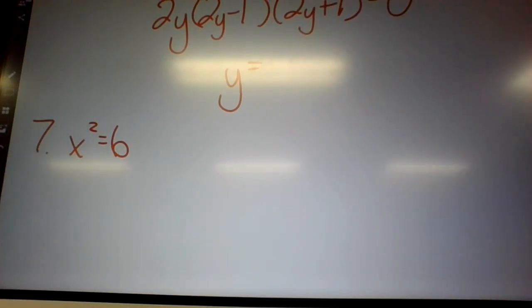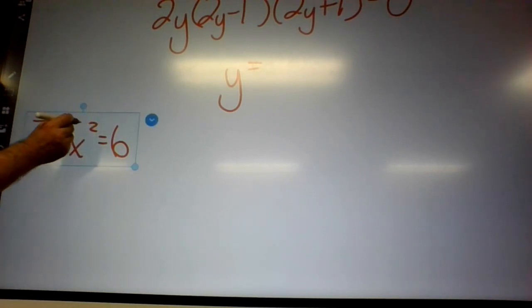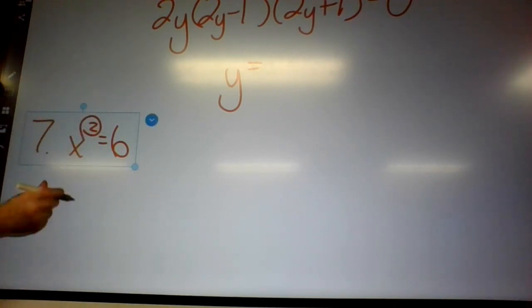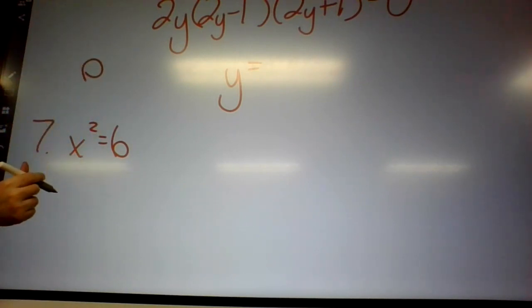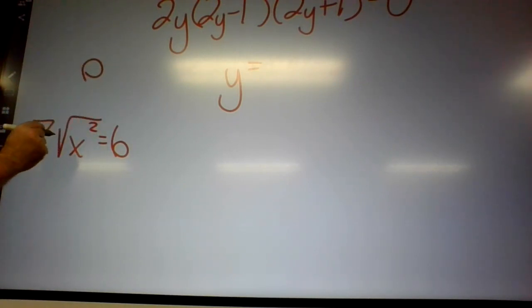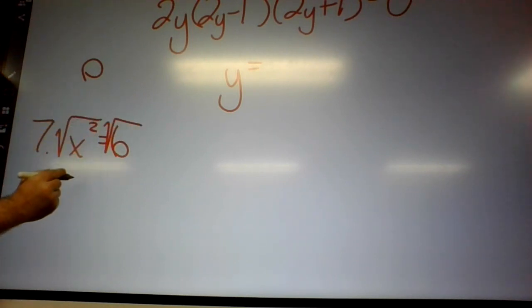Would you want a factor tree? No, there's no tree there. If it's just x squared, it's less complicated. We can just try to get x by itself. So how do I get rid of this square? What's the opposite of squaring? Square root. Okay.